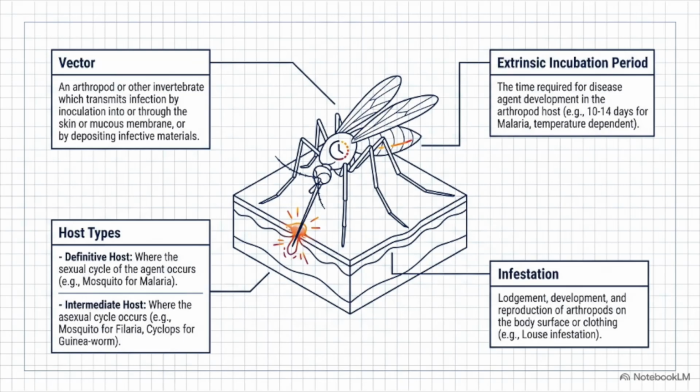We also need to understand host types. A definitive host is where the sexual cycle of the disease agent occurs, such as the mosquito for malaria. An intermediate host is where the asexual cycle occurs, such as the mosquito for filaria or cyclops for guinea worm. And then there is infestation, which refers to the lodgement, development, and reproduction of arthropods on the body surface or clothing, as seen in louse infestation.